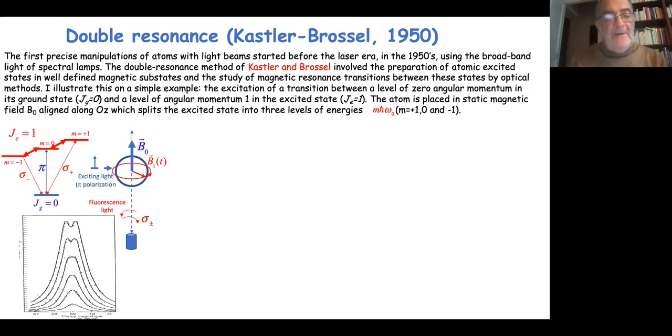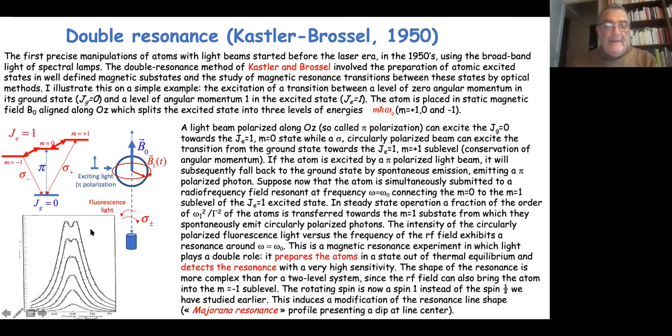You see here the kind of signals that Brossel and Kastler obtained. This is the fluorescence in sigma plus polarization as you scan the magnetic field around the value corresponding to the resonance. You see that you have a beautiful Lorentzian shape, and if the intensity of the radio frequency field becomes large enough, you have a change in shape. You see that the signal reverses, you have a dip at the top of the resonance. This is called a Majorana resonance.